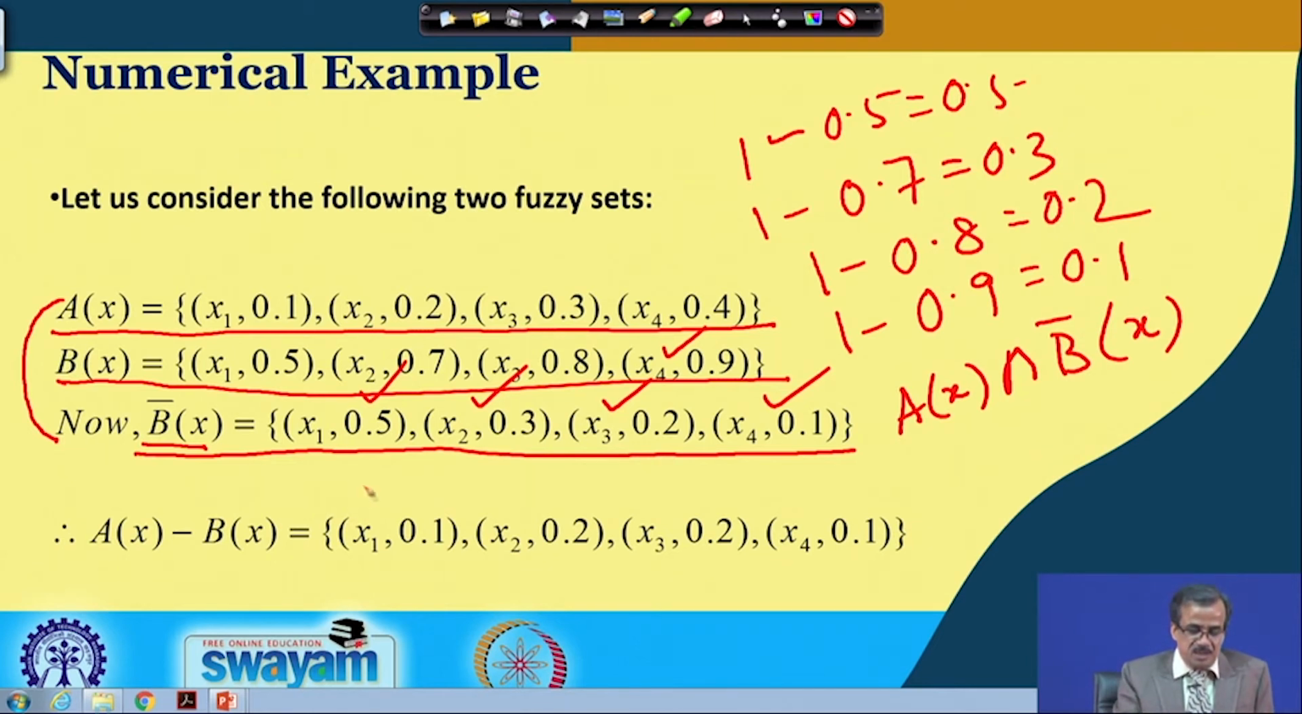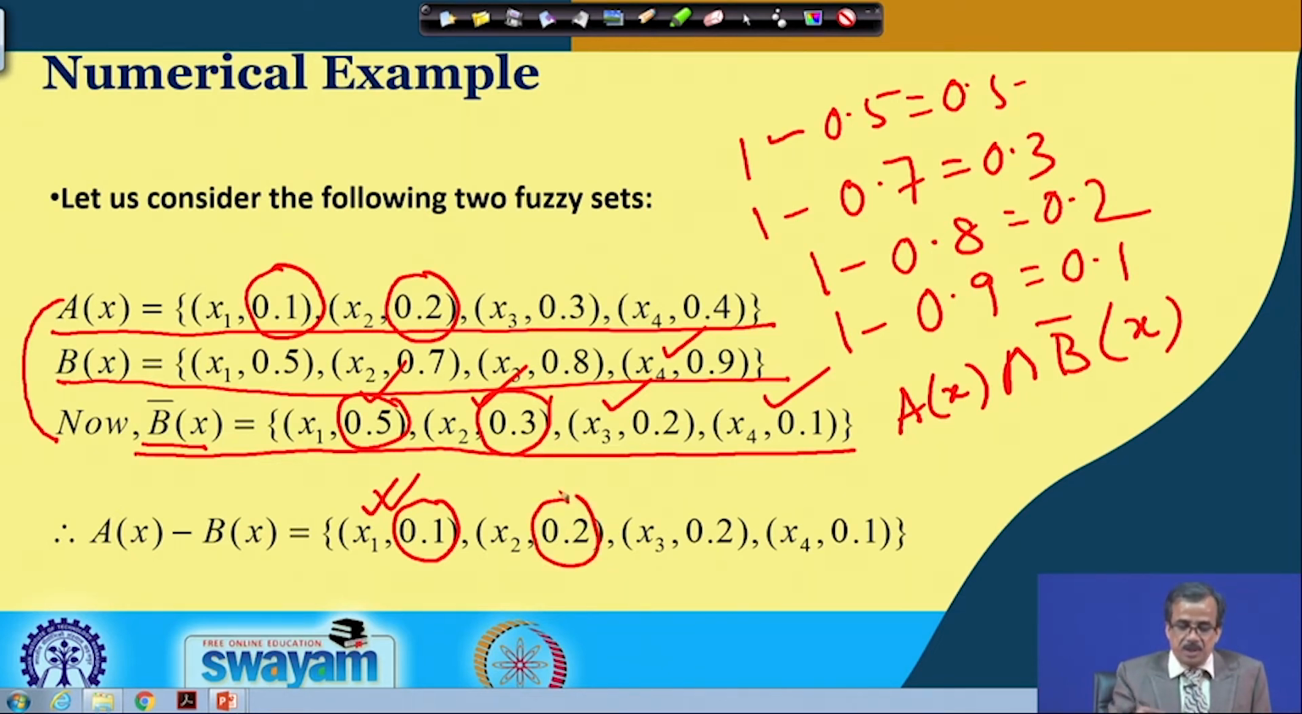Now, element wise, I will have to find out what should be the mu. Corresponding to this x1, I will have to compare this 0.1 with your 0.5, and we will have to consider the minimum, and that is nothing but 0.1. Then corresponding to x2, I have got 0.2 and 0.3 here. So, the minimum of that is 0.2. Then corresponding to x3, I have got 0.3 here and 0.2 here, and the minimum is 0.2.